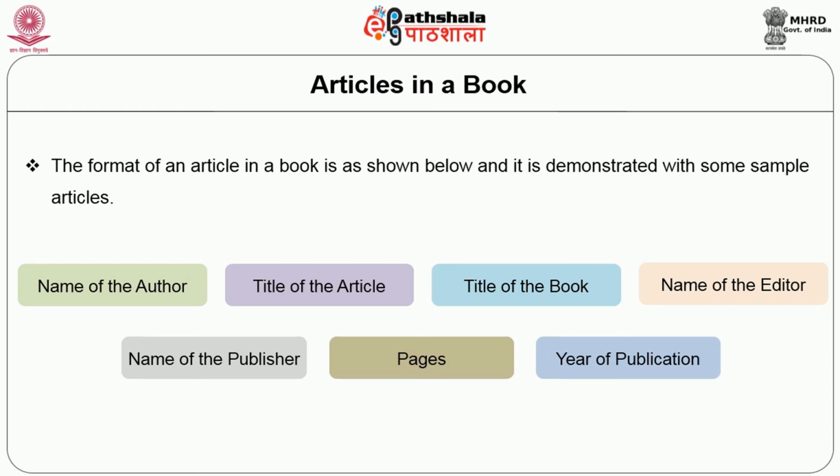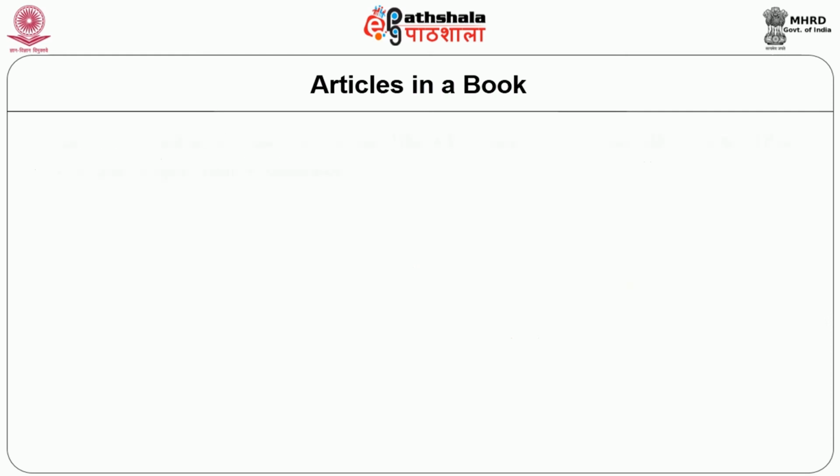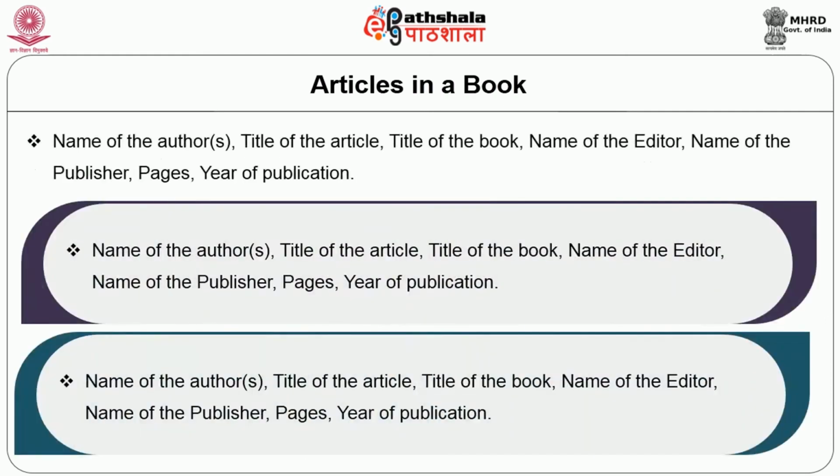First, the name of the author, Gopalakrishnan, and then the title of the book, and then the place of publication and year. Then articles in a book. The format of an article in a book is as shown below, and it is demonstrated with a sample article: name of the authors, title of the article, title of the book, name of the editor, name of the publisher, pages, year of publication. The examples are given below.